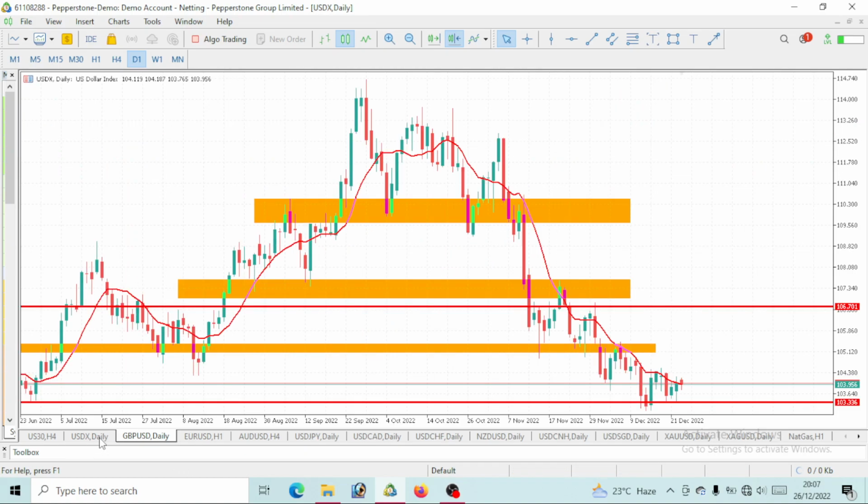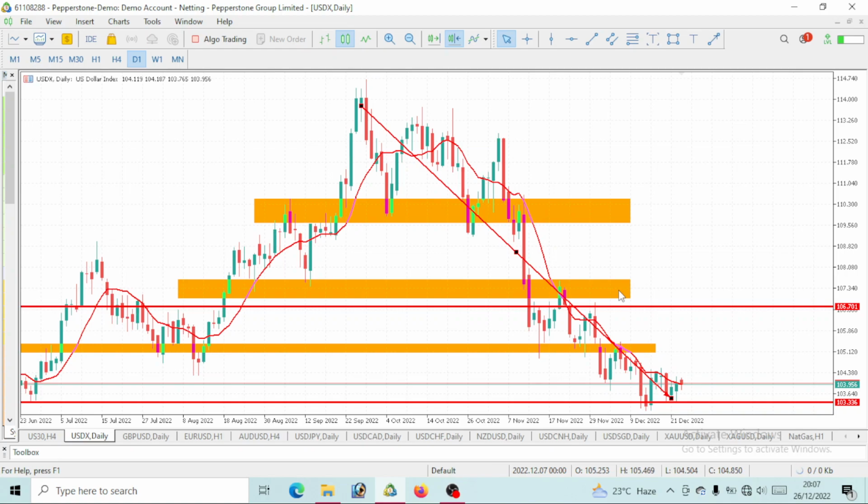Now, let's get started. Let's start with our DXY. From DXY, we go to our GBPUSD, EURUSD and AUDUSD. Now, this is the DXY, right? We will take a look at the trend first. We can see the DXY is on a bearish move. We clearly can see lower lows and lower highs. Price is dropping.